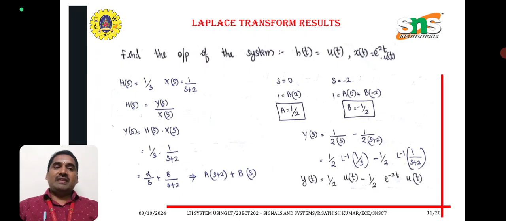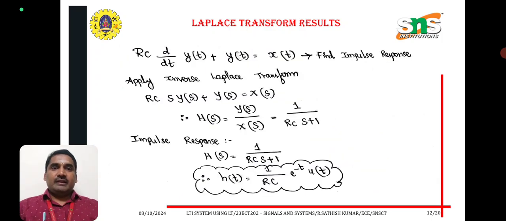Applying the inverse Laplace transform of Y(s), we get the output y(t) = (1/2) u(t) - (1/2) e^(-2t) u(t). Next, RC dy(t)/dt + y(t) = x(t).